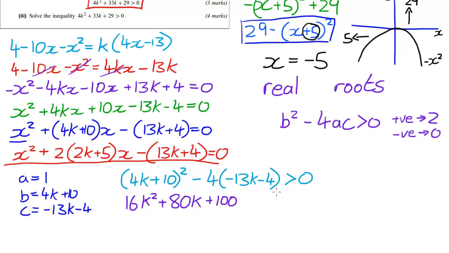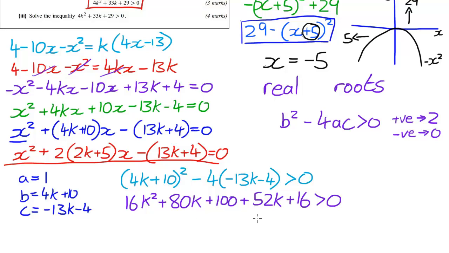Now here, whatever method you choose to go ahead with this, make sure you are very, very thorough about what you do. It's very easy to slip up here. It's been designed so you'll slip up there. So what I'm going to do is minus 4 times minus 13k, which is going to be plus 52k, plus 52, and then minus 4 times minus 4 is going to be plus 16. That's all greater than 0.